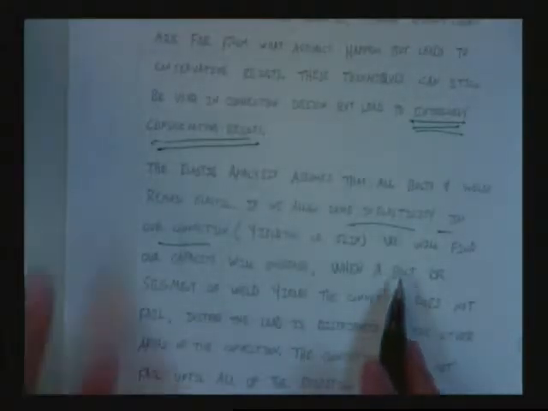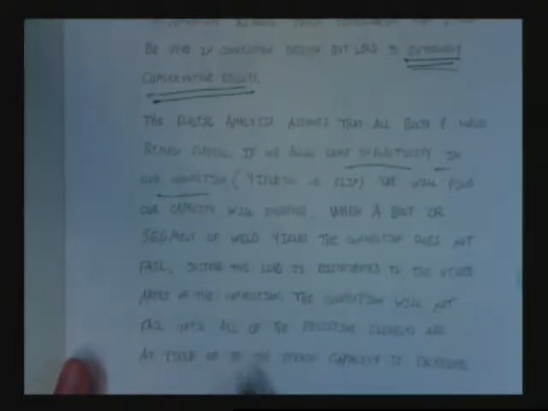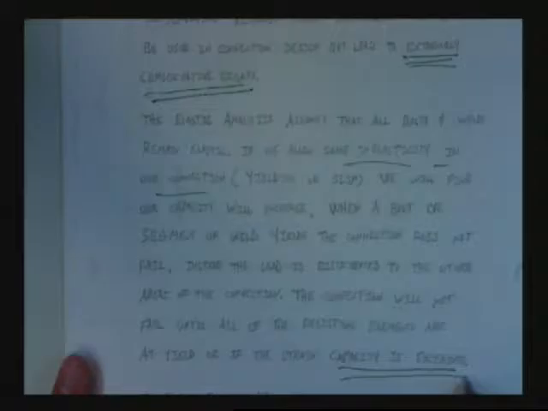We'll find our capacity will increase when a bolt or segment of weld yields. The connection does not fail. Instead, the load is distributed to the other areas of the connection. The connection will not fail until all of the resisting elements are at yield, or if strain capacity is exceeded, and there are safety factors in the equations that do not allow strains of individual bolts to be exceeded. Well, the ones in the manual don't allow it.